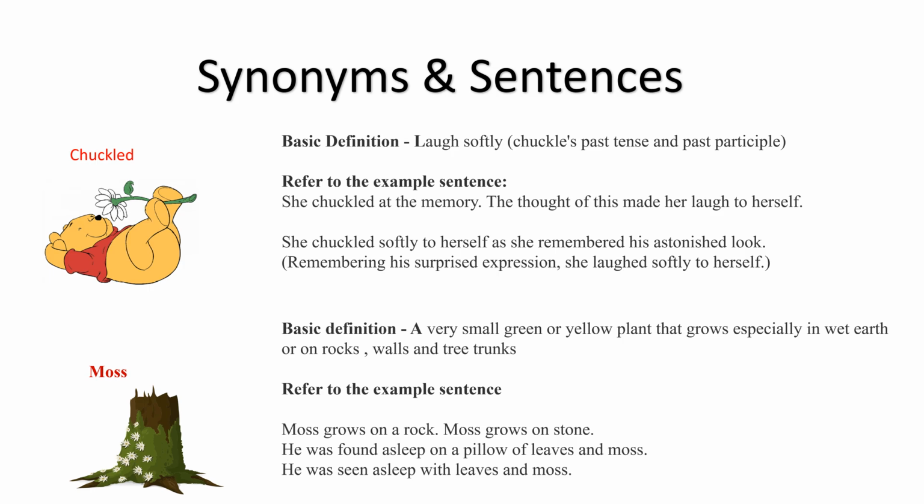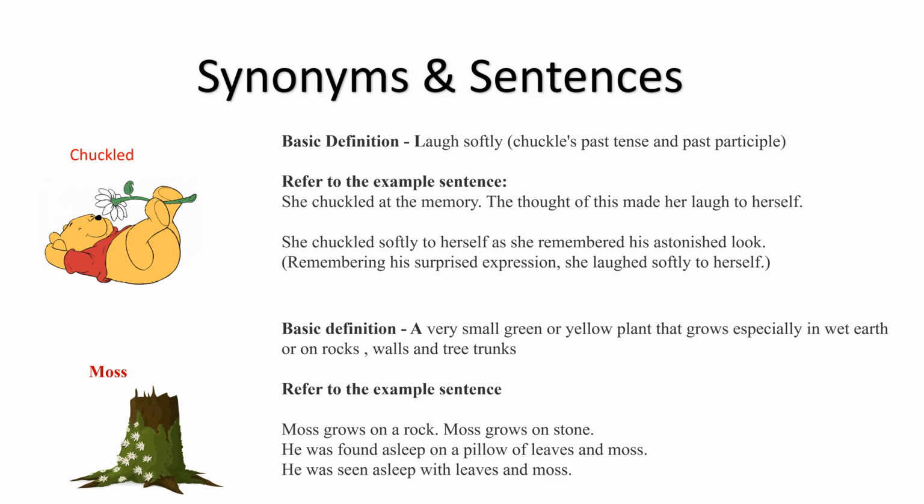So when you think of something very funny that had happened, or if you feel that something is happening right in front of you which is very amusing, we laugh to ourselves softly, and this is called chuckling. She chuckled softly to herself as she remembered his astonished look. Astonishing means very surprising. A person's expression also sometimes is so amusing that we laugh to ourselves. So, remembering his surprised expression, she laughed softly to herself.